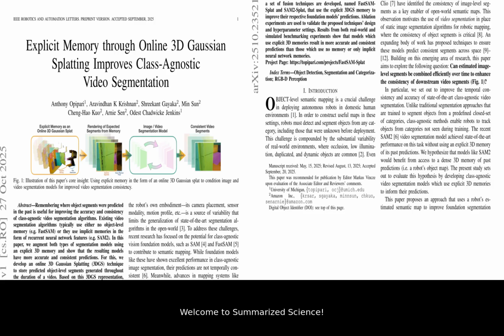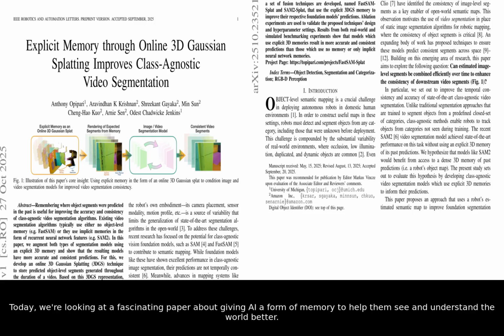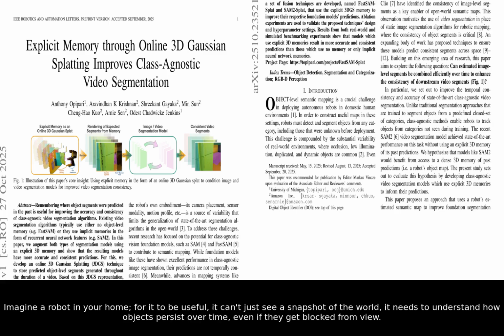Welcome to Summarize Science. Today, we're looking at a fascinating paper about giving AI a form of memory to help them see and understand the world better. Imagine a robot in your home. For it to be useful, it can't just see a snapshot of the world. It needs to understand how objects persist over time, even if they get blocked from view.